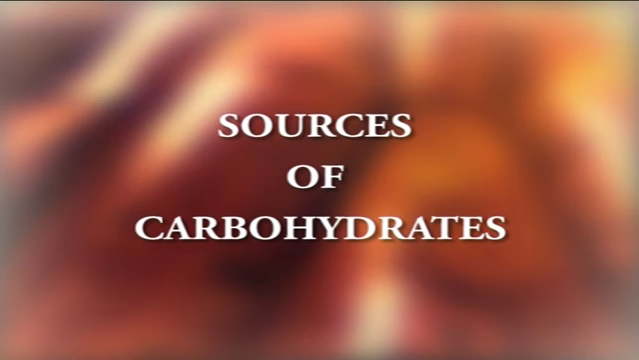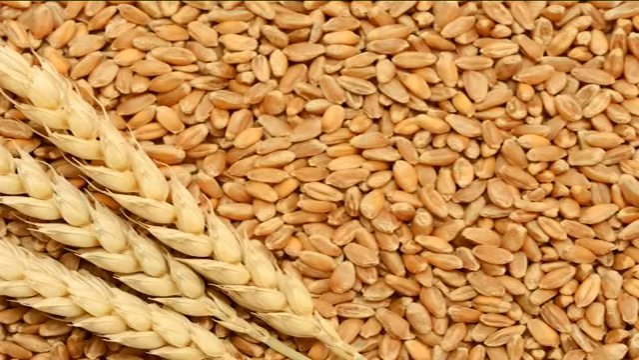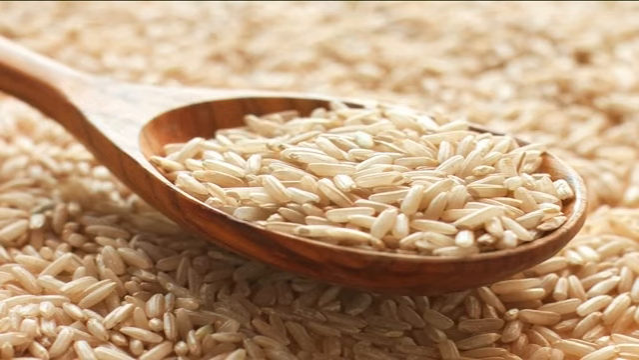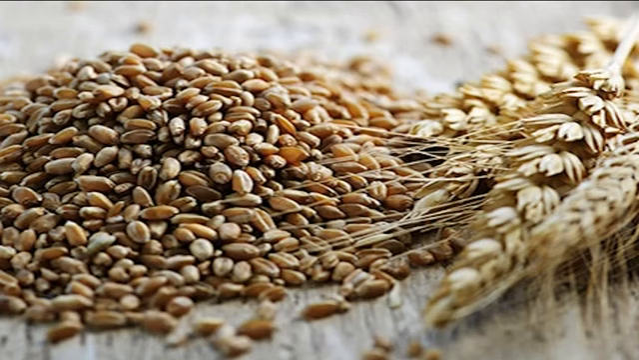About the sources of carbohydrates. Whole grains are an excellent source of complex carbohydrates and dietary fiber. Some grains that contain carbohydrates include rice, corn, wheat, barley, oats and buckwheat. Whole grains like brown rice and whole grain wheat are the best sources of complex carbohydrates. The consumption of complex carbohydrates through whole grain is proven to be highly beneficial for maintaining overall health.